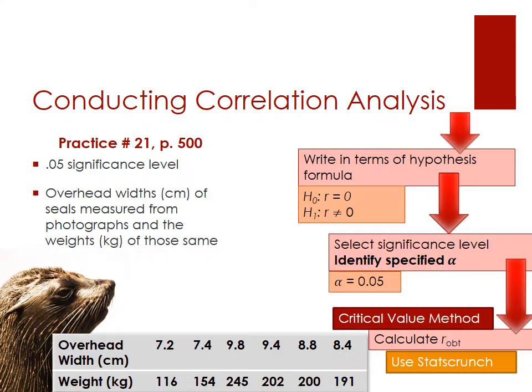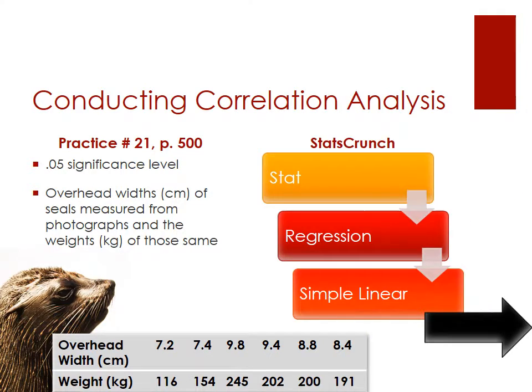Now we're going to start with the critical value method. And for the critical value method, the first thing we're going to calculate, remember, we have to calculate our R obtained for our test statistic, and for that we're going to use StatCrunch. Okay, you can go through and use the manual formula if you want to, but you don't have to. You can use StatCrunch. So if we go to StatCrunch, you're going to go into Stat, go to Regression, and then go to Simple Linear, because that's the type of formula we're solving here.